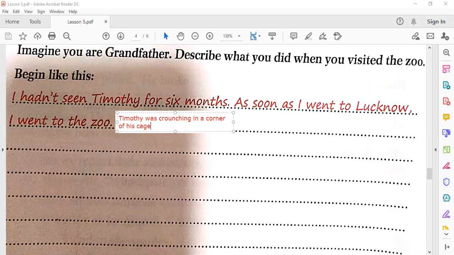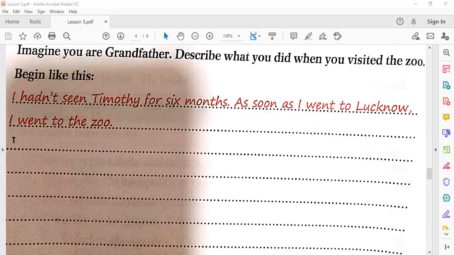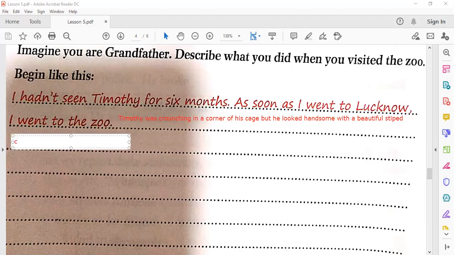Then: but he looked handsome with a beautiful striped coat. Timothy was crouching in a corner of his cage, but he looked handsome with a beautiful striped coat. C-O-A-T, coat.